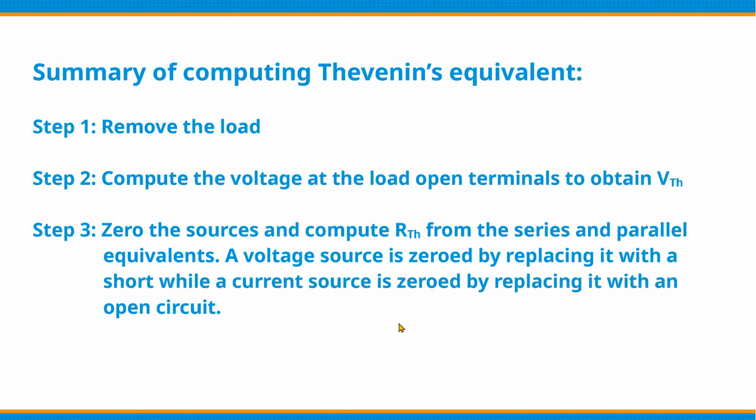Okay, so summary of the steps to compute Thevenin equivalent. The first one is remove the load. Second step, compute the voltage at the load open terminals to obtain the Thevenin voltage. And then zero the sources, meaning to replace voltage sources with a short or replace current sources with an open circuit. And after doing that, you can compute the Thevenin resistance.